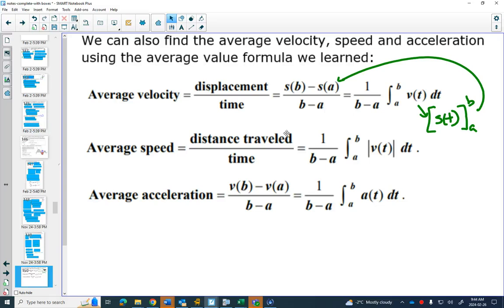Now, if your question said average speed instead of average velocity, you have to be careful here because there is a difference between displacement and distance. So here you would need absolute values around your velocity function, because negative parts of the graph that are below, where the displacement would be calculated as negative, is actually still a positive distance. And of course, average acceleration is just your change in velocity over change in time, which you could do also with the integral.